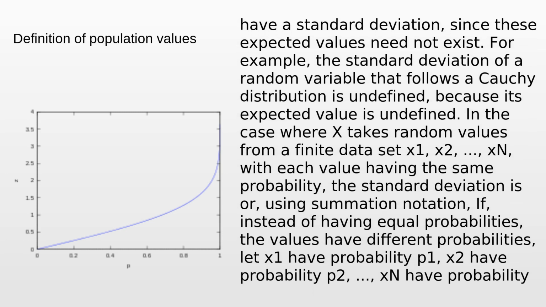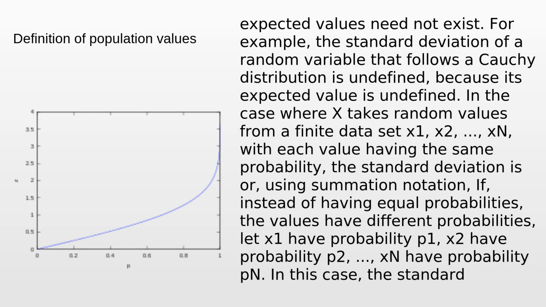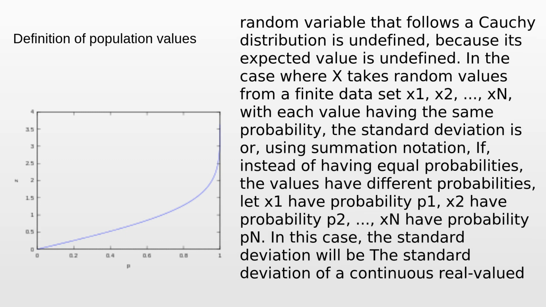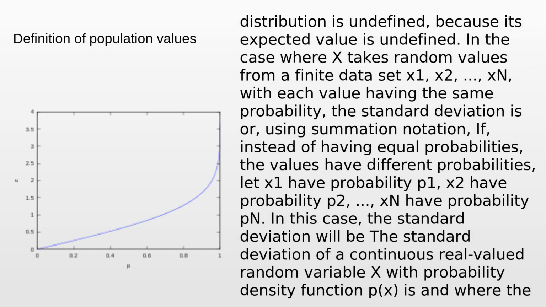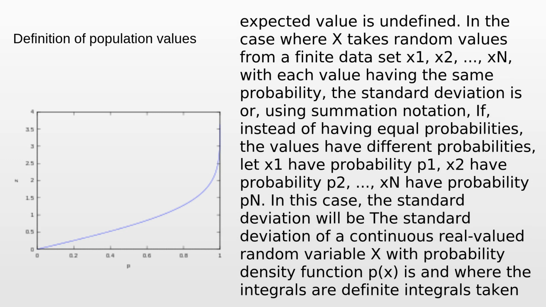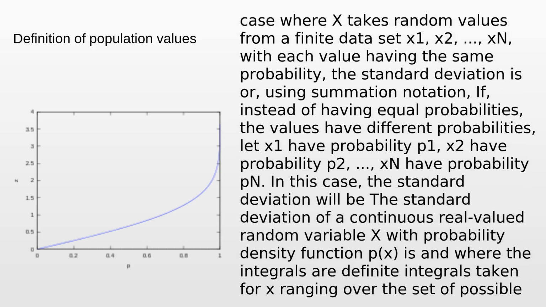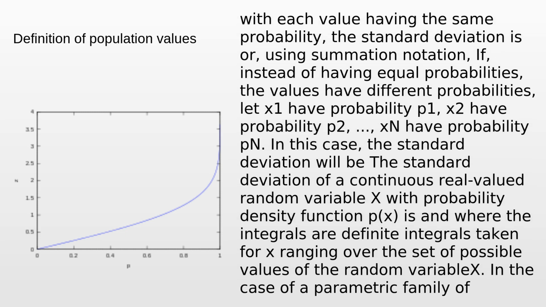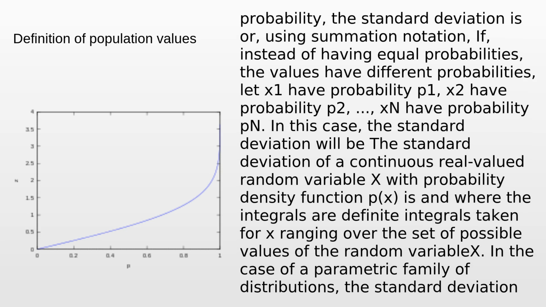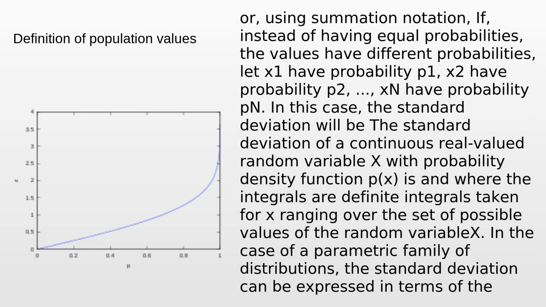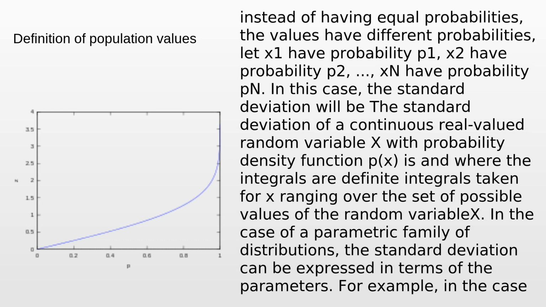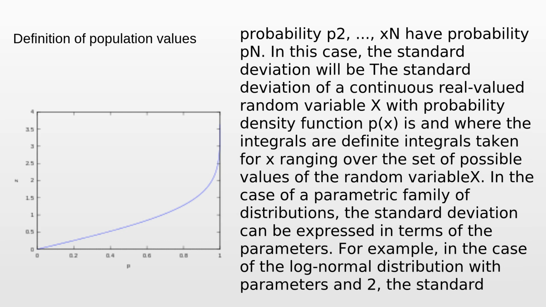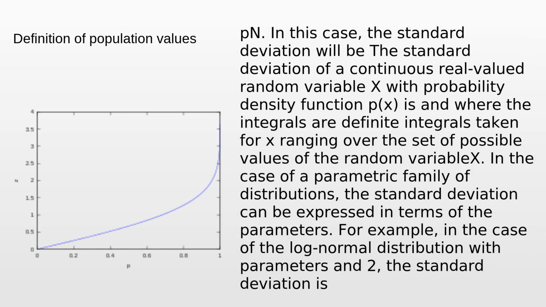Not all random variables have a standard deviation, since these expected values need not exist. For example, the standard deviation of a random variable that follows a Cauchy distribution is undefined, because its expected value is undefined. In the case where X takes random values from a finite dataset x1, x2, ..., xn, with each value having the same probability, the standard deviation is given by a formula, or, using summation notation, another. If, instead of having equal probabilities, the values have different probabilities, let x1 have probability p1, x2 have probability p2, ..., xn have probability pn.